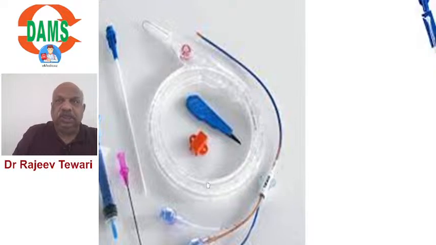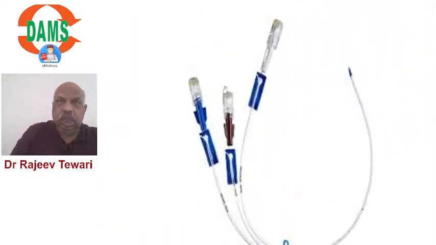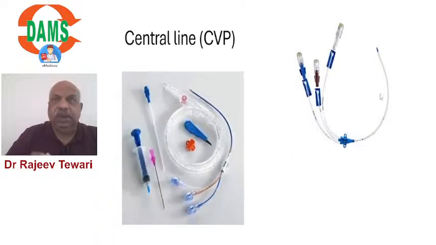So these are the CVP line. You can see 3 ends here going like this. It should be placed in superior vena cava. Pneumothorax is the common complication they do ask.